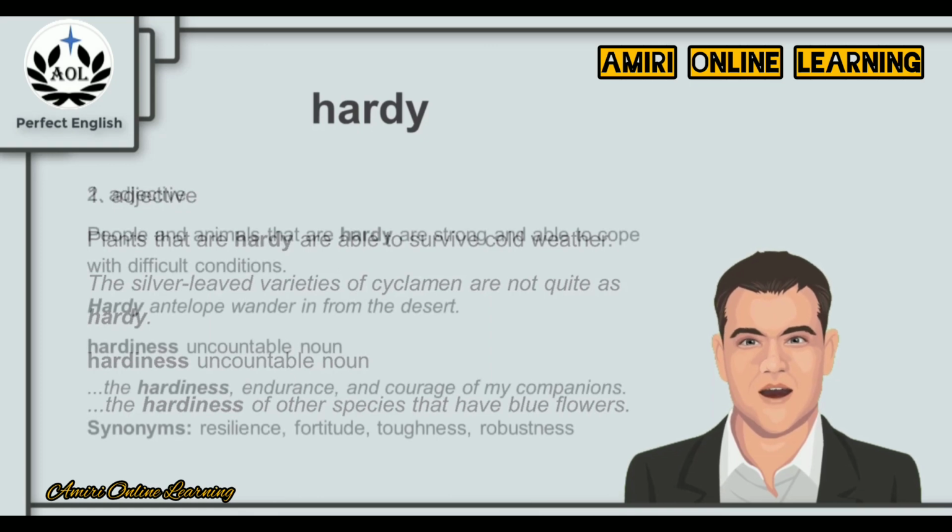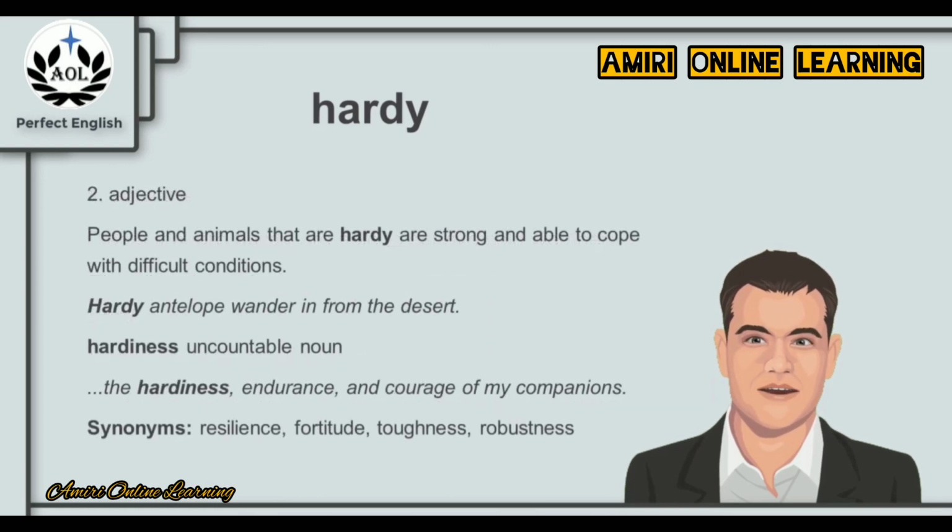But that's not all about hardy. Hardy can also be used in different contexts. People and animals that are hardy are strong and able to cope with difficult conditions. For example, hardy antelope wander in from the desert. And not all animals can live in the desert, so you can tell that this animal is strong and can cope with difficult conditions. And again, the uncountable noun from hardy is hardiness.